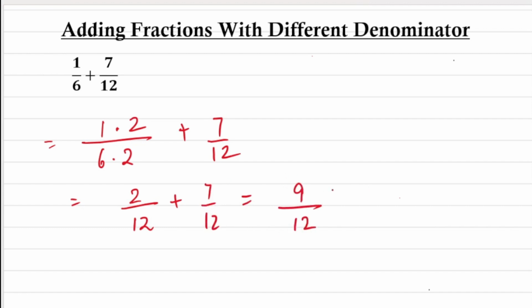But can I simplify it? Yes. The common factor of 9 and 12 is 3. So my answer is 3/4.